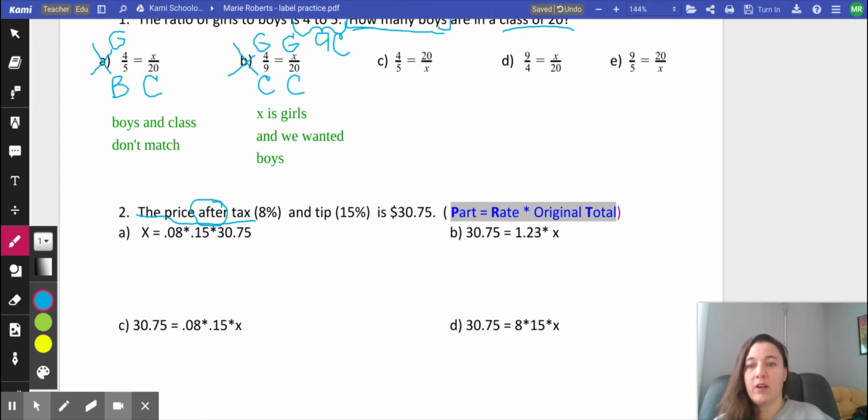Remember, we always start at 100% originally. The tax is going to be 8%. We're going to do a 15% tip. And the price after all of that is 30.75. So remember, the part is, and it's out of an original total.